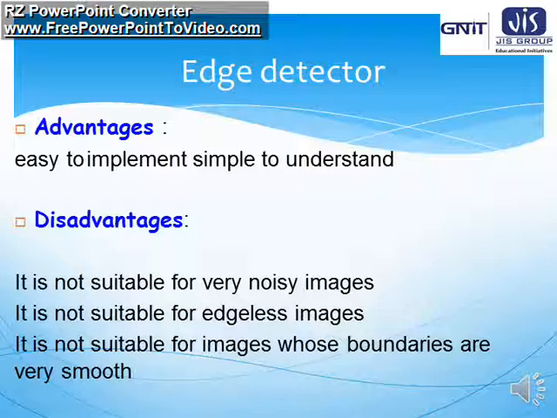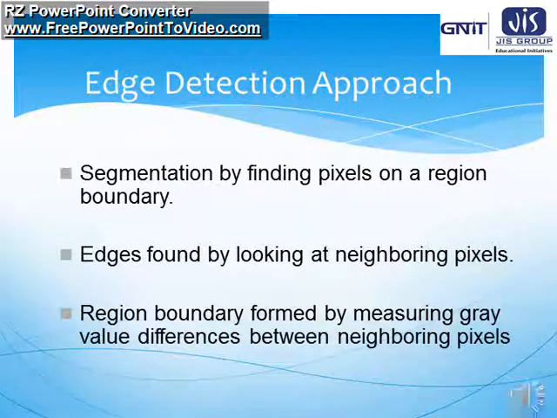That means if the image is too noisy, or if the image doesn't have any type of edges, or the boundary is very smooth, in that case edge detection is not possible. And on the other hand, it is very easy to implement and also very simple to understand. So these are the key points or key advantages of the edge detection technique.